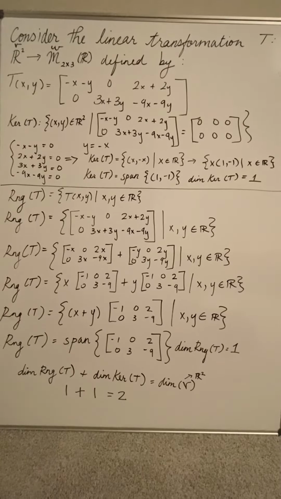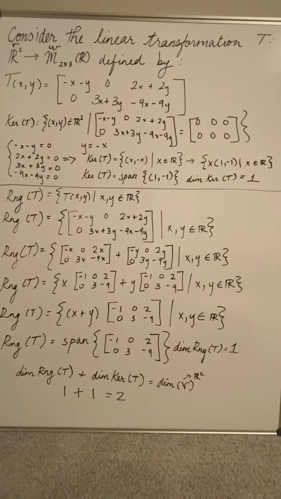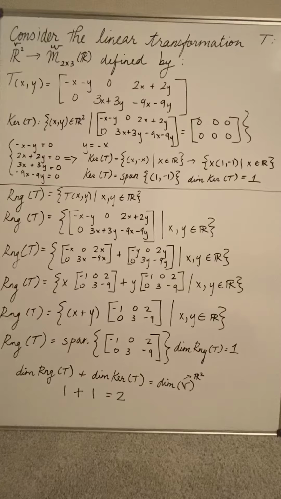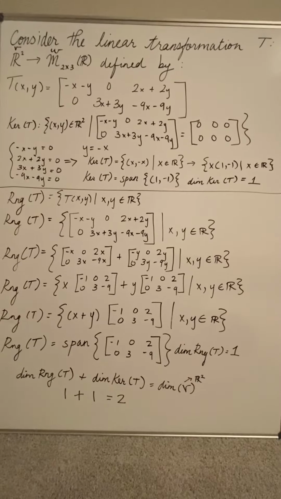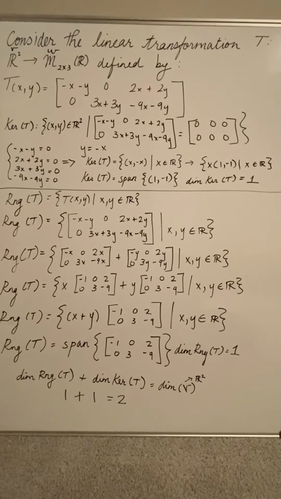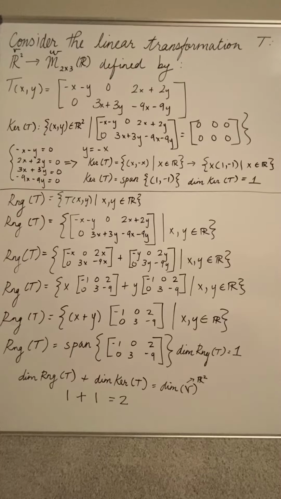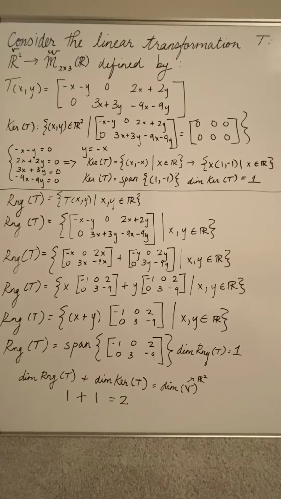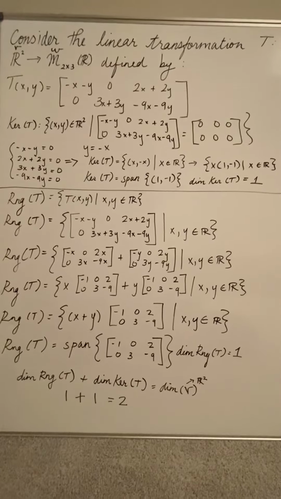In order to find the kernel, I wrote in set notation (x, y) is an element of R2, which is the vector space we're starting with, such that the defined matrix is equal to the zero vector in the vector space we're going to, which in our case is a 2 by 3 matrix. And then by setting all the non-zero components in our defined matrix equal to 0 and solving for y, I got y is equal to negative x in all four cases.